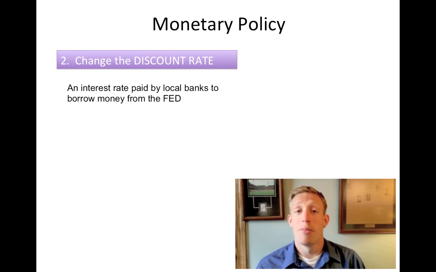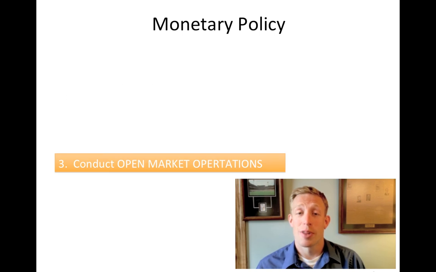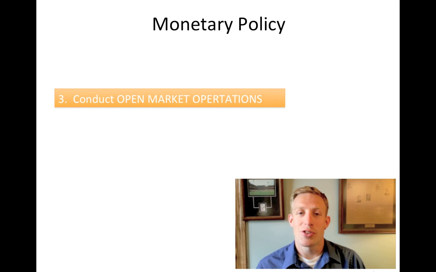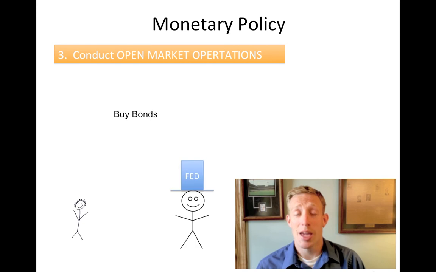Finally, and most often, the Fed will conduct open market operations. When the Fed conducts open market operations, it is essentially buying or selling U.S. bonds. The Fed goes to the bond market and buys paper. It's what we call bonds sometimes. So if the Fed wants to buy a bond, you may walk into the bond market and want to sell a bond. The Fed comes along and says, hey, we've got some money. We would like to buy the bond from you.